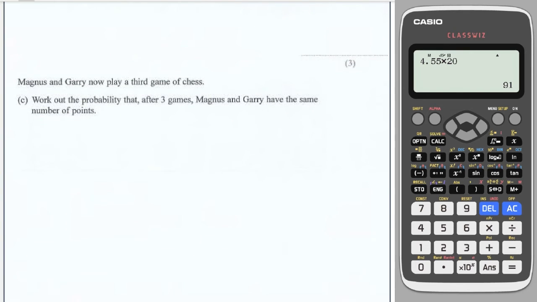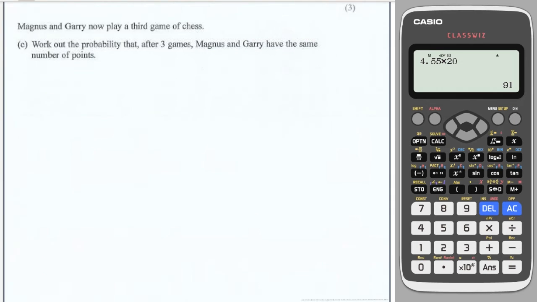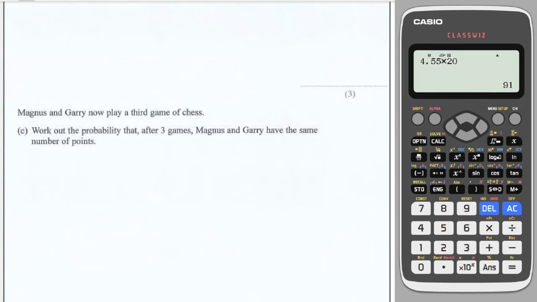Magnus and Gary now play a third game of chess. Work out the probability that after 3 games, Magnus and Gary have the same number of points. What, again? Okay. Well, let's figure out how this can happen. First off, the easy one, 3 draws.